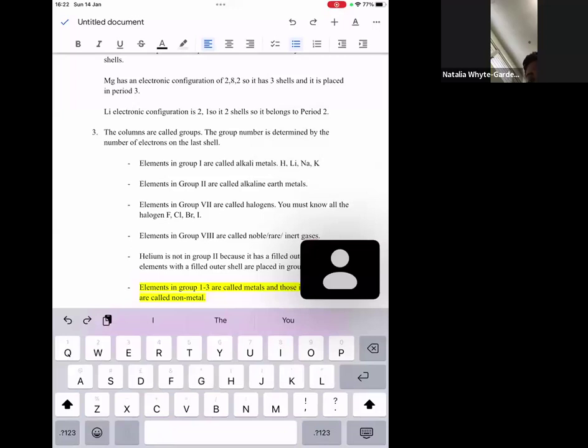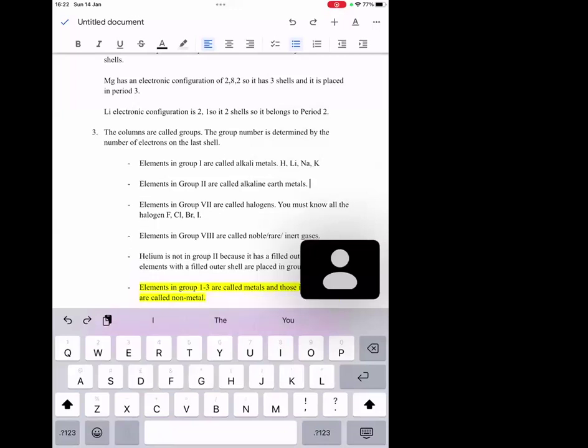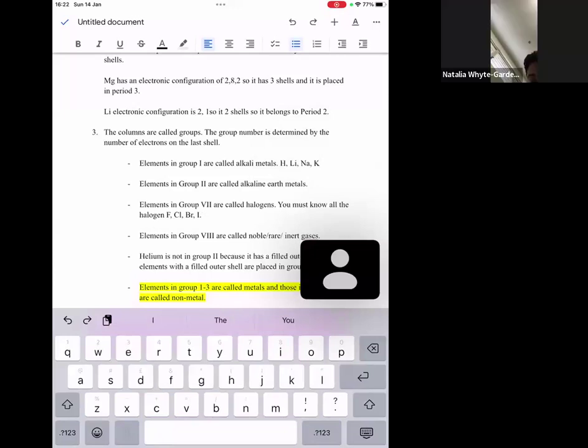Elements in group 2 are called alkaline earth metals, and we have, I'm not going to put beryllium in there, although beryllium belongs to group 2. So beryllium is in group 2, but I'm not going to put beryllium there. I'm going to start with magnesium and calcium. Those are in group 2, and they are called alkaline earth metals. Elements in group 7 are called halogens, and you must know all the elements in group 7 by name. They are fluorine, chlorine, bromine, iodine.